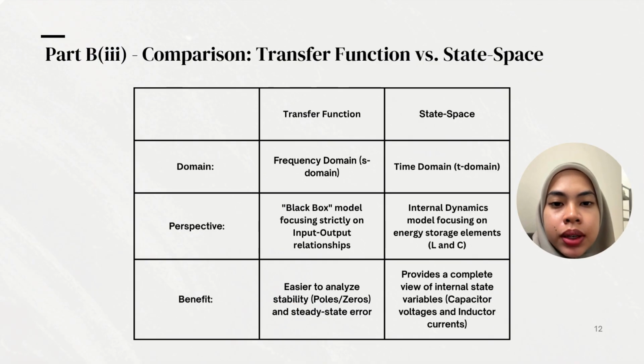Comparison, transfer function and state space. First, domain. Transfer function is frequency domain, state space is time domain. Second, perspective. Transfer function is a black box model focused on the input-output relationship. State space is an internal dynamic model focused on energy storage elements. Last one is benefit. Transfer function is easier to analyze stability, poles and zeros, and steady state error. State space provides a complete view of internal state variables, capacitor voltage and inductor current.